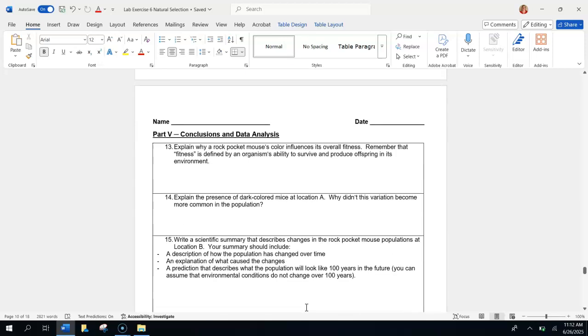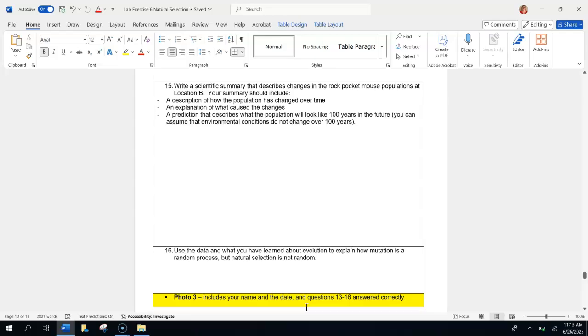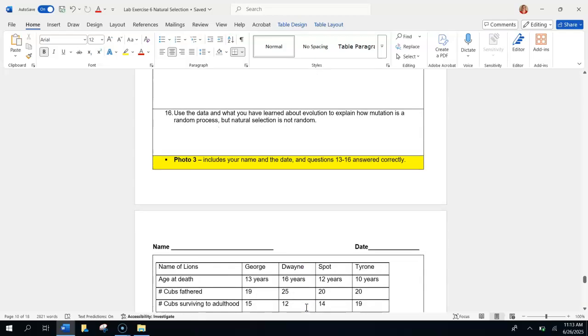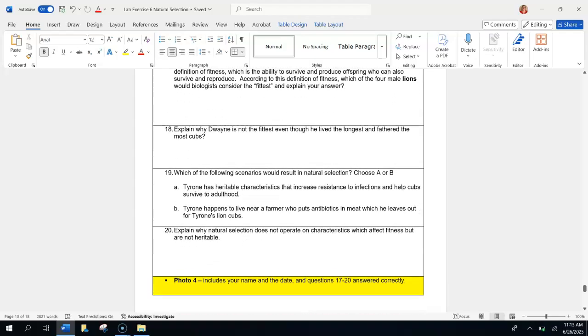Then for the next photo, you're going to answer questions 13 through 16. They must be legible. They must be correct to get full credit. And the last photo is questions 17 through 20. Same thing. They must be legible and correct to get full credit.